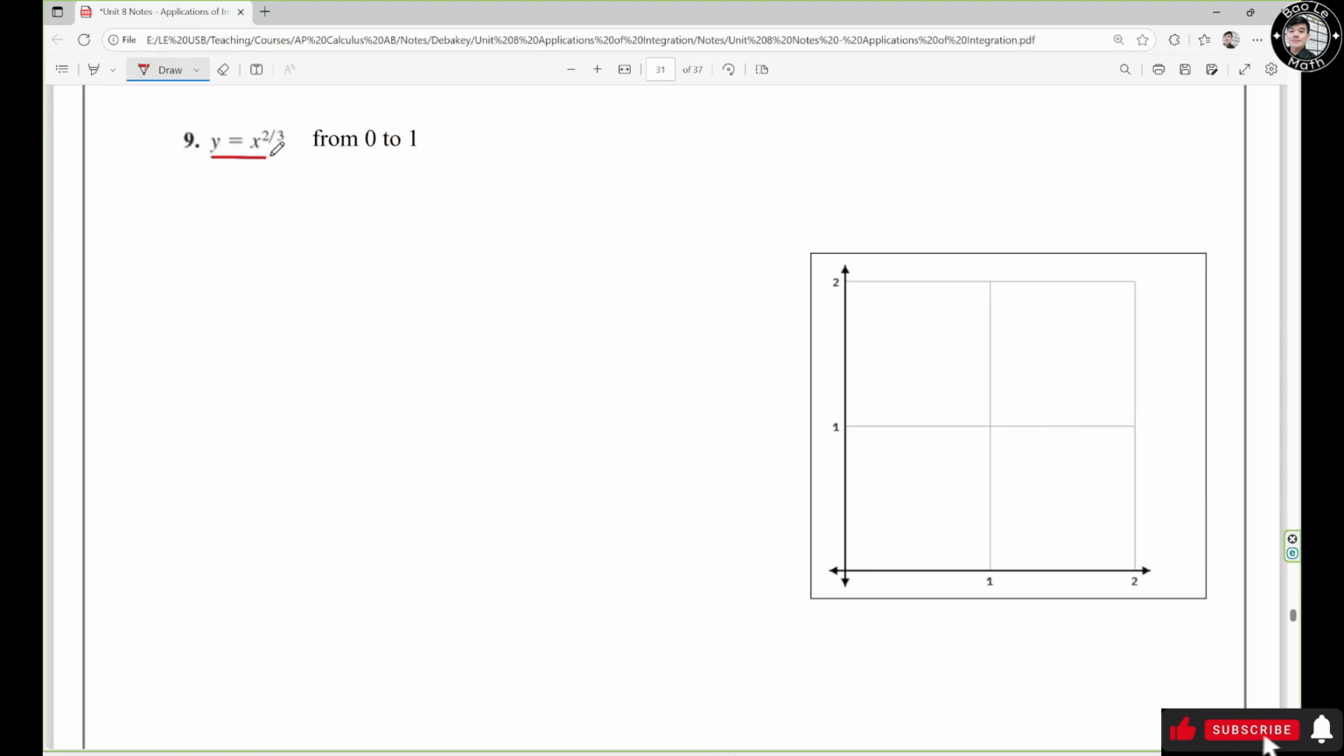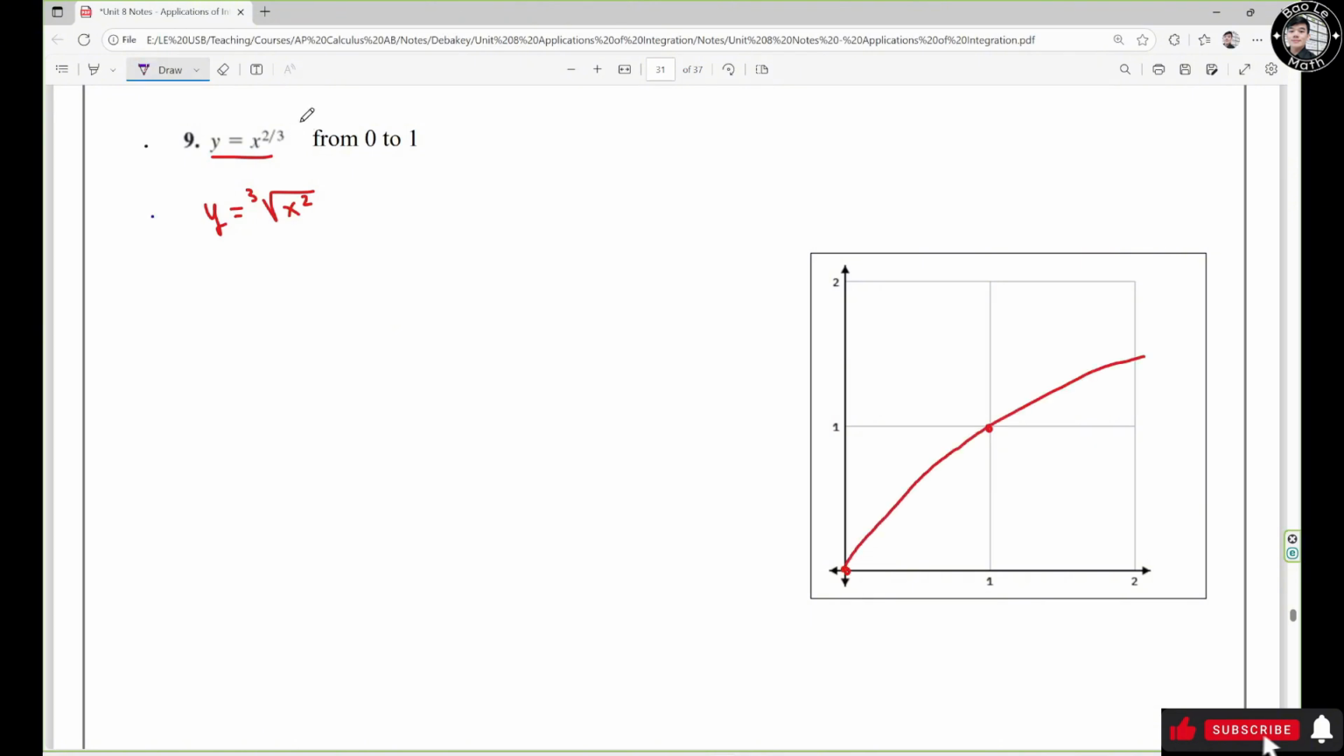Now let's move on to this question. y equals s power 2/3. Now I convert this one to radical. So it's actually cube root of s squared, right? So now s equals 0, y equals 0, s equals 1, y equals 1, right? s equals 2, y equals cube root of 4, right? It's going to be something like this.